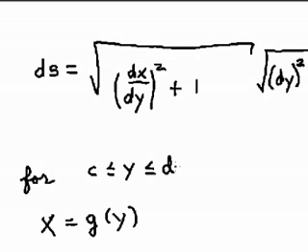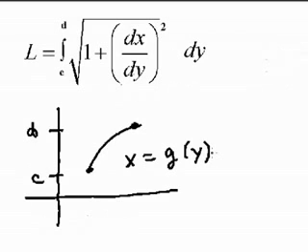So we can now see that by doing a little bit of algebra differently, if we factor out the dy squared from the formula for ds, we can actually get the expression of ds in terms of the derivative dx dy, where x is a function of y, and y has values between c and d. So this will allow us to find the length of a curve when x is a function of y.